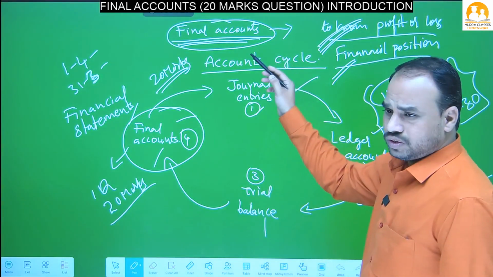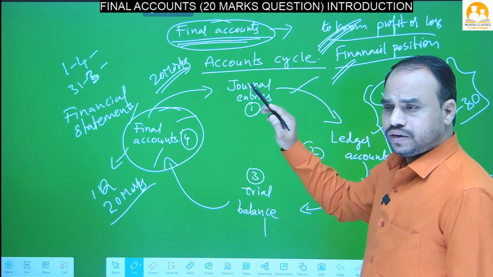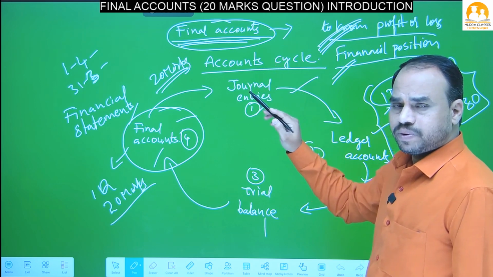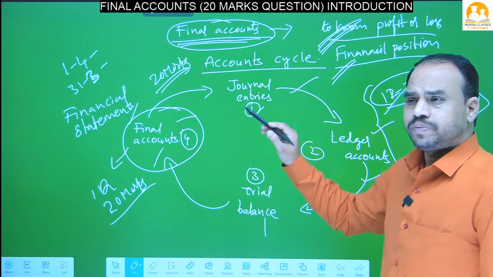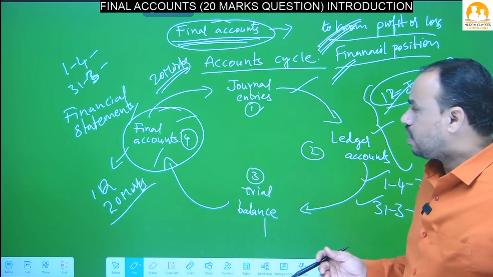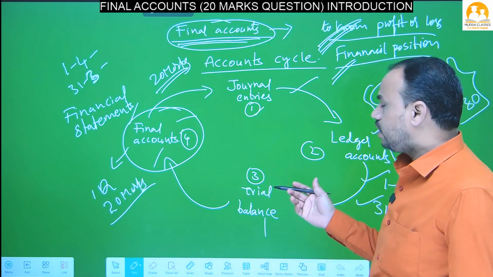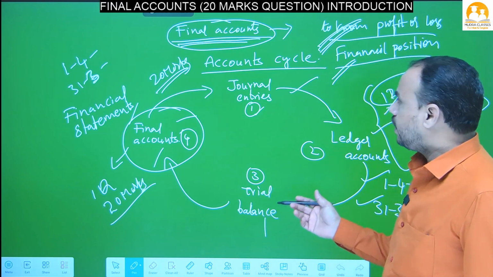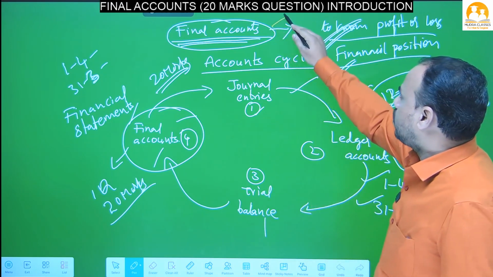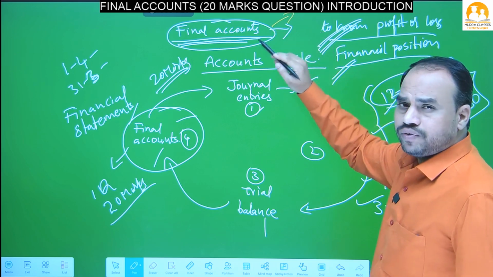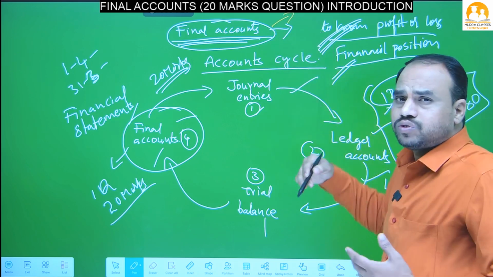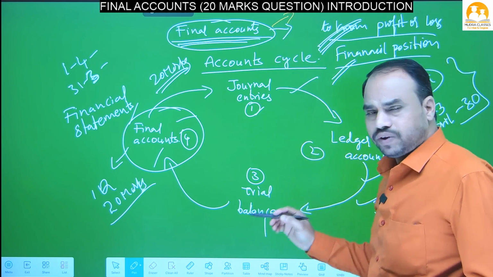Final accounts means, as a proprietor, every proprietor, meaning owner, wants to know whether he got profit or loss in the business. For that purpose, he will prepare the accounts. So final accounts means the owner wants to know whether he got profit or loss in the business, and for that purpose they prepare the final accounts.